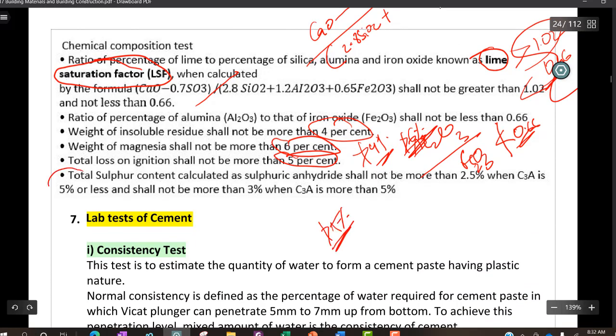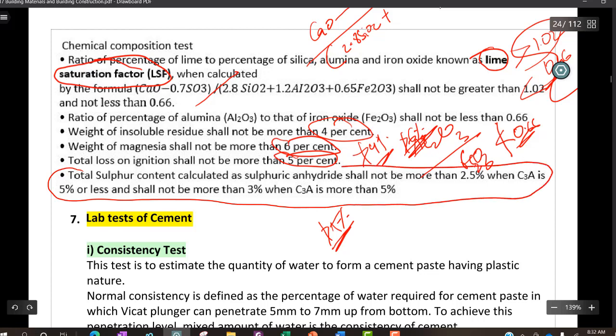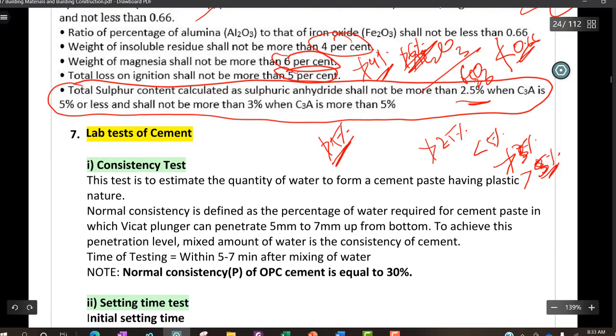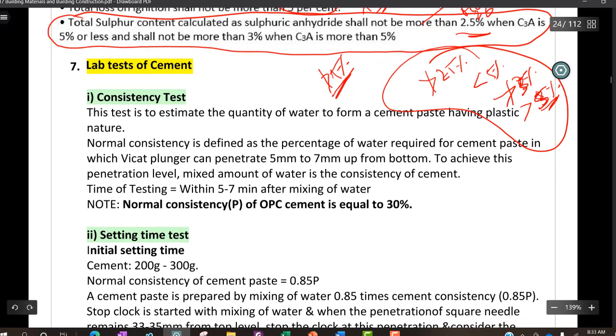And there is one small bit on sulfur. This is also very important. Remember. The sulfur present in the form of sulfur anhydride should not be more than 2.5% when C3A is less than 5%. And the sulfur content in the form of sulfur anhydride should not be more than 3% whenever your C3A is greater than 5%. Okay, whenever it is greater than 5%, it should not be more than 3%. These are the limits for sulfur content. Remember it.